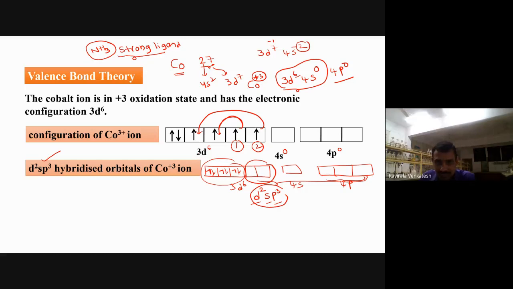Now here n is equal to how much, beta here? n is equal to 4, right? Now n minus 1 is equal to what? 3. Therefore it is definitely an inner orbital complex compound. It is the 3d orbitals involved, therefore it is inner.